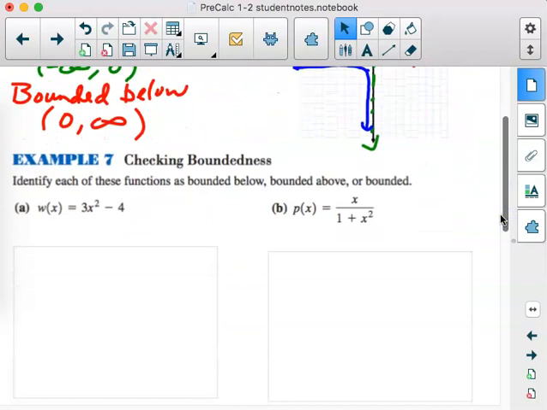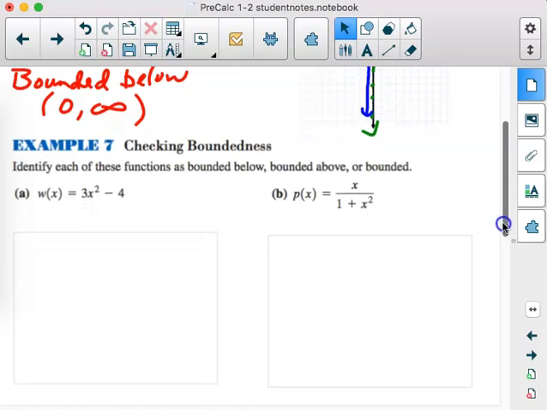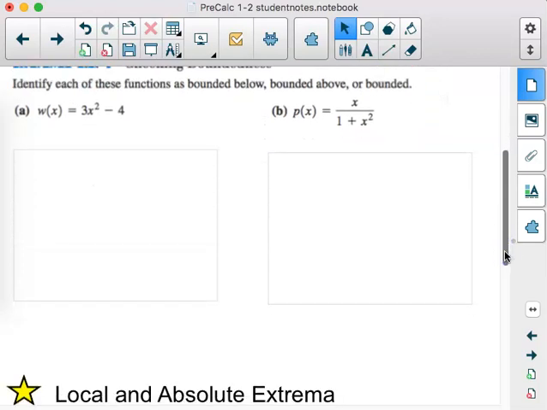Now, checking boundedness. We want to identify each of these functions as bounded below, bounded above, or bounded. And for w of x, we see 3x squared minus 4. So hopefully you're thinking, okay, parabola, opening up. But this is weird because this is not in our a, h, and k form. Well, it kind of is.